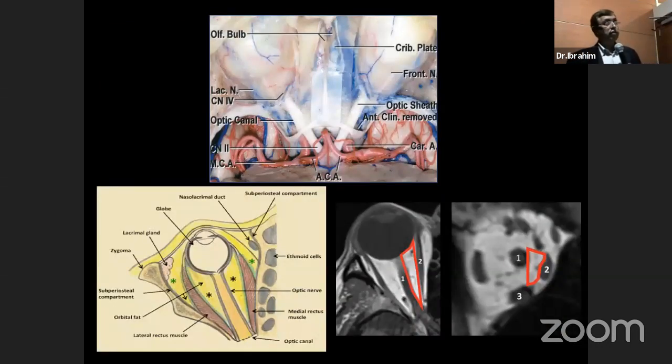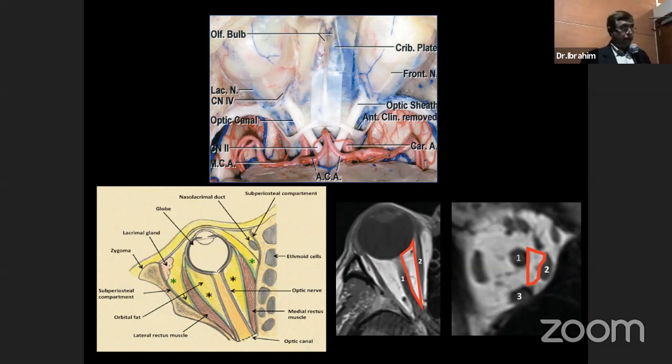Again, you're looking from the top, right orbit, left orbit. And if you make a cut here, you'll see the globe. And these are the muscles, medial rectus and lateral rectus. So we speak of the cone. Cone means the cone, like the ice cream cone. So anything inside this is called intraconal. Anything outside it is called extraconal.